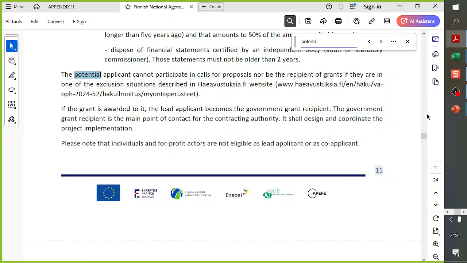If the grant is awarded to it, the lead applicant becomes the government grant recipient, right? The government grant recipient is the main point of contact for the contracting authority. Are you getting this? So what is the meaning of this? Yeah, so it seems to be, it shall design and coordinate the project implementation. Yes. But when they say the lead applicant, that's the lead applicant who is responsible. That's now Maastricht University, so Gatuna is responsible for that.